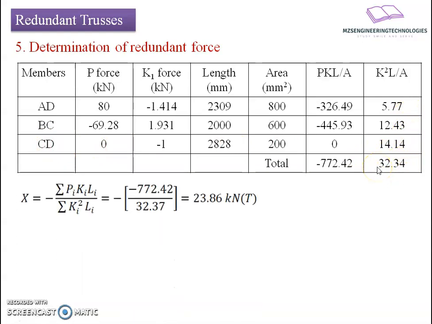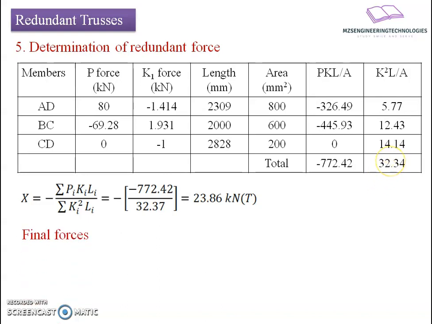We know the relation X redundant force is equals to minus summation of Pi Ki Li divided by Ki square Li. Actually it should be A by E. Since I am going to take the product here PKL, E is constant here, so E gets cancelled in numerator side, and denominator side is going to appear, that's why it gets cancelled. For the answer we'll get minus 772.42 divided by 32.34, resulting into a value 23.86 kilonewton tensile in nature.